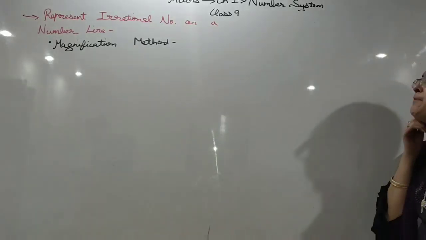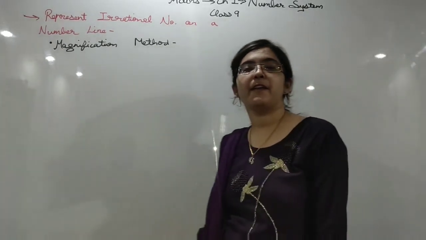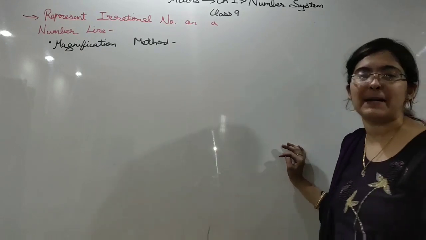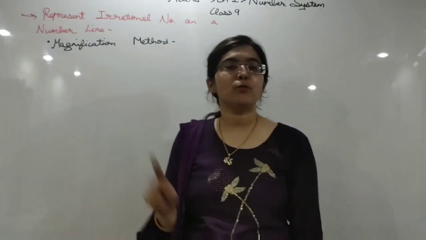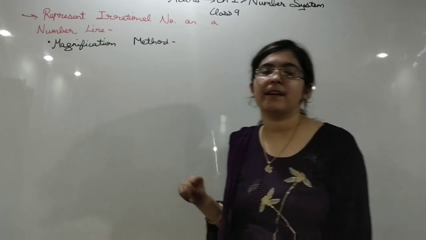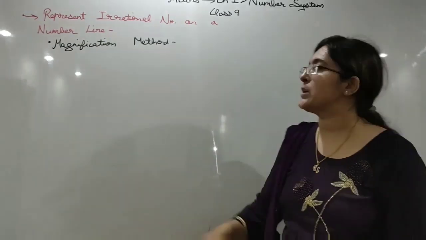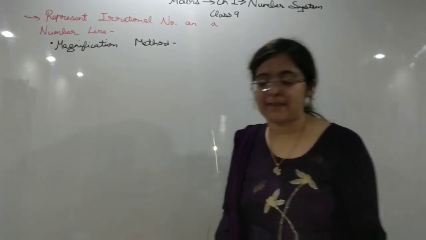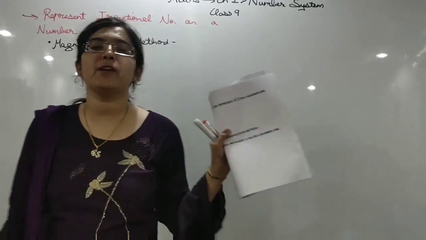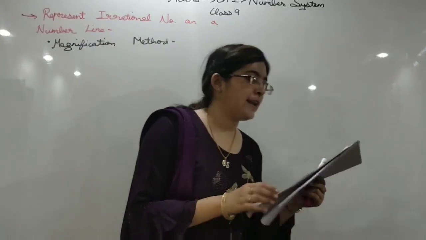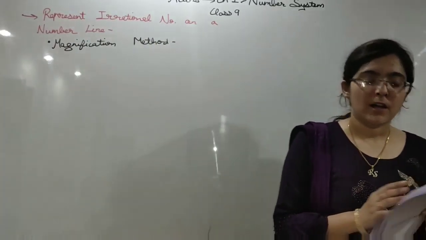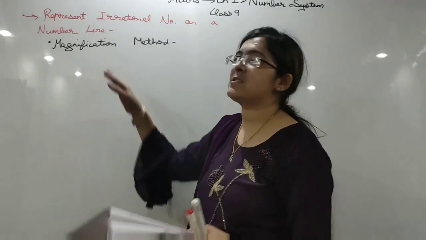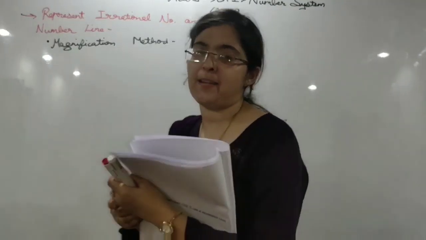Students, we were doing chapter 1 number system, in which we have started to represent irrational numbers on a number line. We have completed two methods, spiral method and geometrical method. Today we will start our third method, that is magnification method. All of you open your question booklet. We have done up to question number 50. Now today we will start from question 51, which is based on your magnification method.